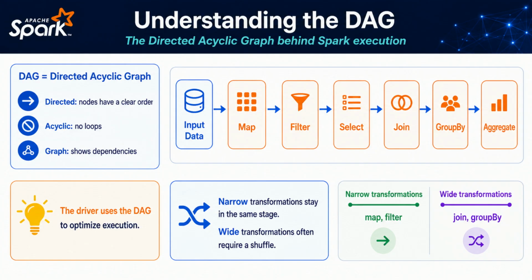Narrow transformations, like map or filter, usually keep processing within the same partition, which means they don't require moving data between different parts of the cluster. Wide transformations, like group by or join, often require shuffling data across the cluster and usually create a new stage. These steps are more complex and involve reorganizing data, which can impact performance and memory usage. Understanding the difference between these two types of transformations is key to writing efficient Spark applications.